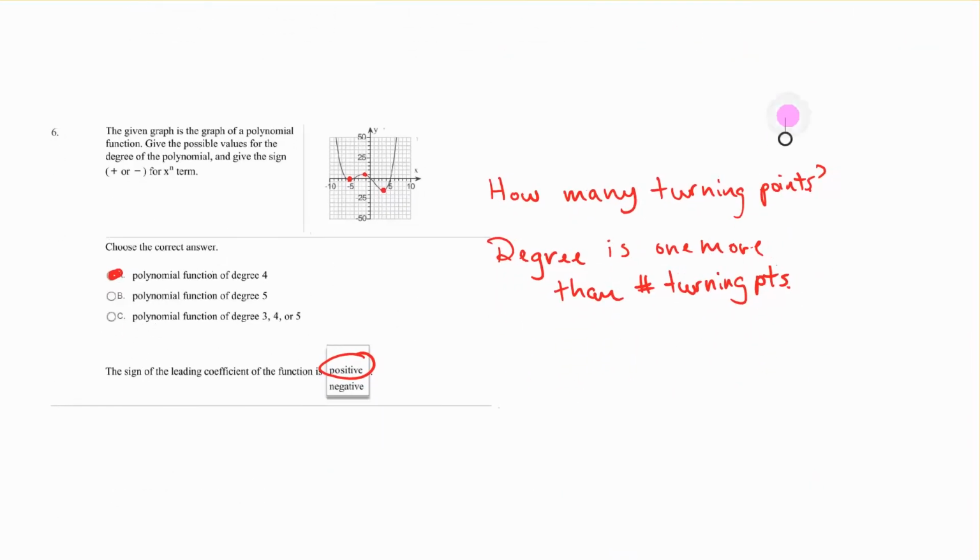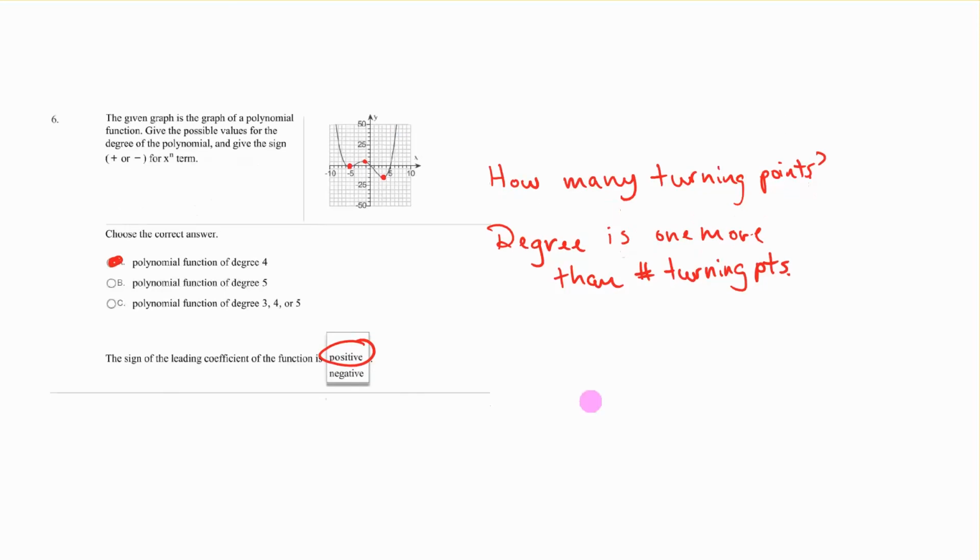Alright, number 6. This is a polynomial function. Give the possible values for the degree of the polynomial and give the sign, plus or minus, for the nth term, the x to the nth term. So how many turning points do we have? We have 1, 2, 3. And so remember, the number of turning points is 1 less than the degree. So we have a 4th degree polynomial. And because it's going up on both left and right, we have a positive leading coefficient.